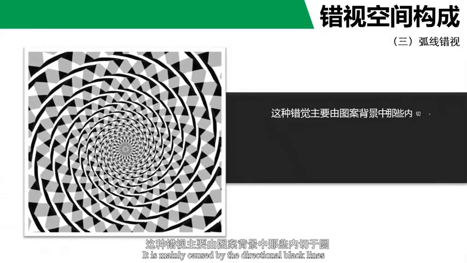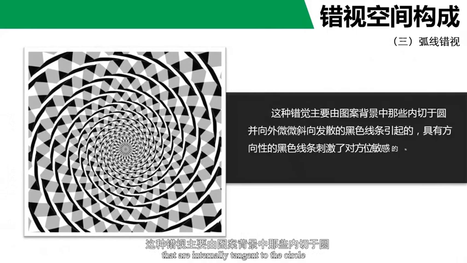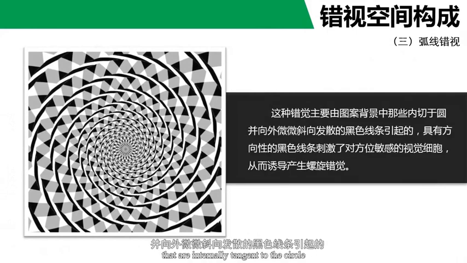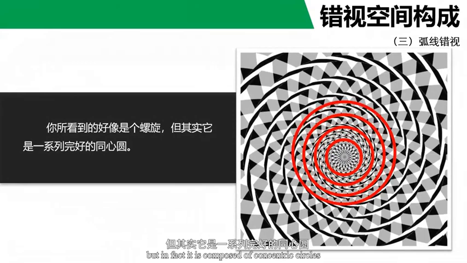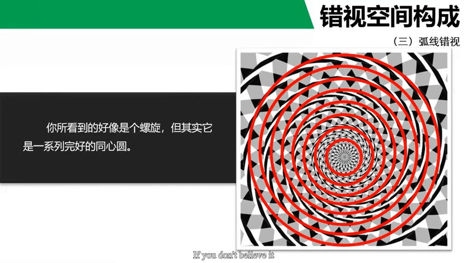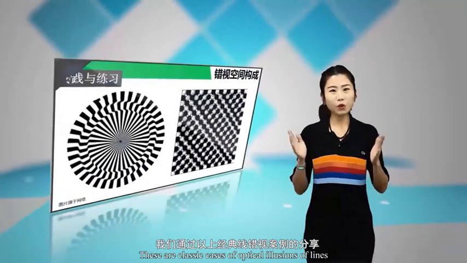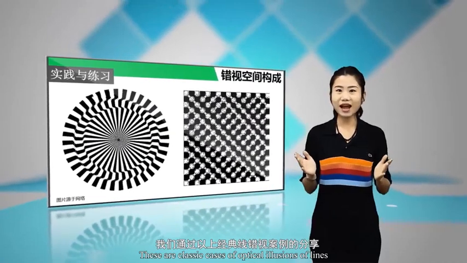It is mainly caused by the directional black lines in the background that are internally tangent to the circle and slightly divergent outward, stimulating our visual cells sensitive to orientation and thus inducing a spiral illusion. The figure you see seems to be spiral, but in fact it is composed of concentric circles. If you don't believe it, just draw along the line with a pen, and you will find they are really concentric circles. These are classic cases of optical illusions of lines.